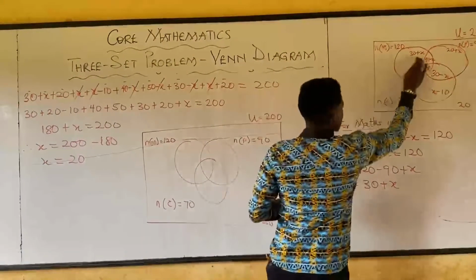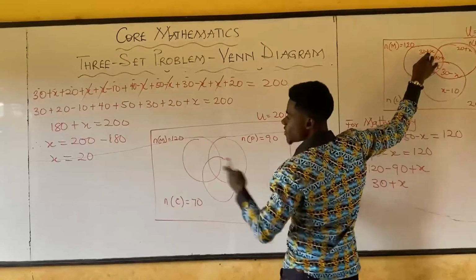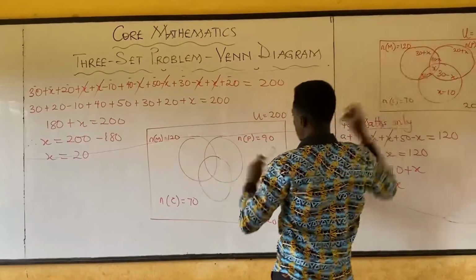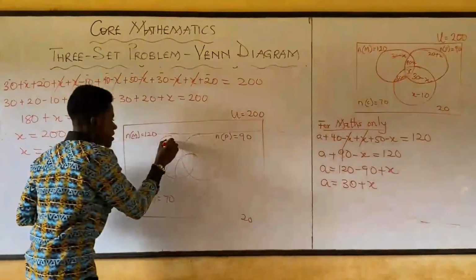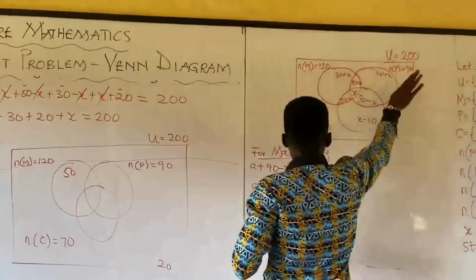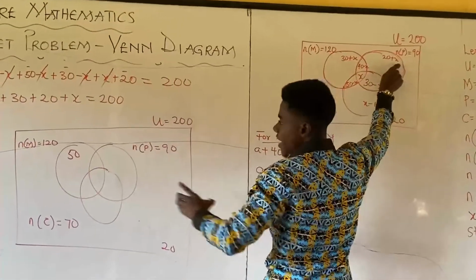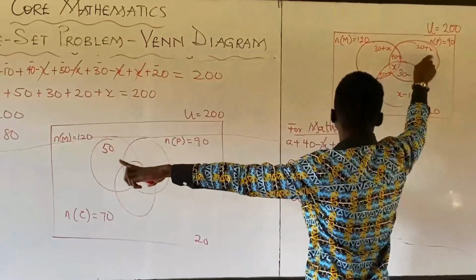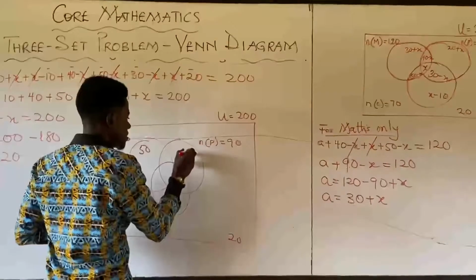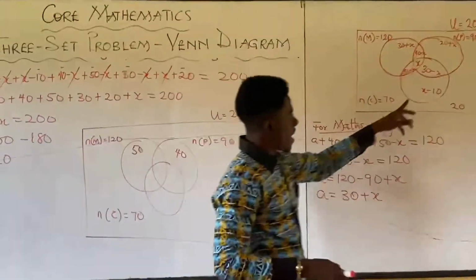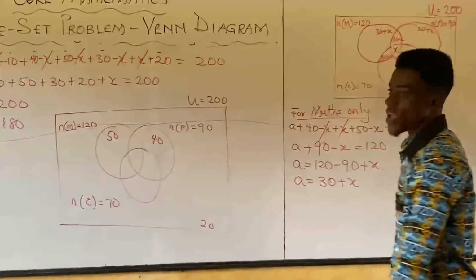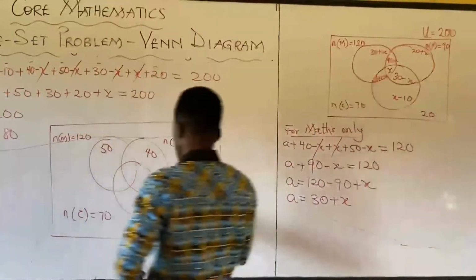Now, this aspect was 30 plus x, and if x is equal to 20, it means that we are going to get 30 plus 20, which is what? 50. So we put 50 here. This portion for physics only is 20 plus x, and x being 20, we are going to get 20 plus 20, which is 40. And here, x minus 10. If x is 20, it will be 20 minus 10, which is 10.